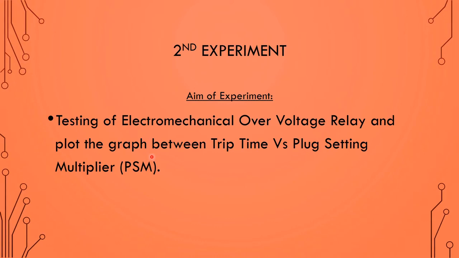So the aim of our experiment is testing of an electromechanical overvoltage relay and plotting the graph between trip time versus plug setting multiplier. So we will see the overvoltage relay and we will get the trip time and we will draw the graph between that trip time versus that PSM.